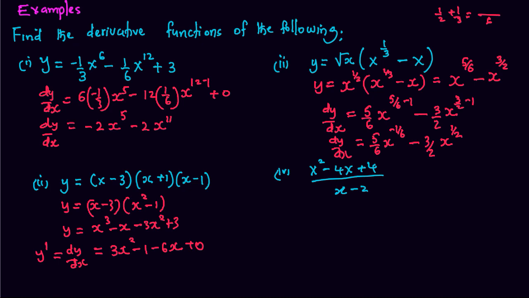In the fourth expression, we need to factorize the numerator, which will give us x minus 2 times x minus 2 divided by x minus 2. So this is y. x minus 2 cancels out, and we end up with dy over dx is equal to 1.